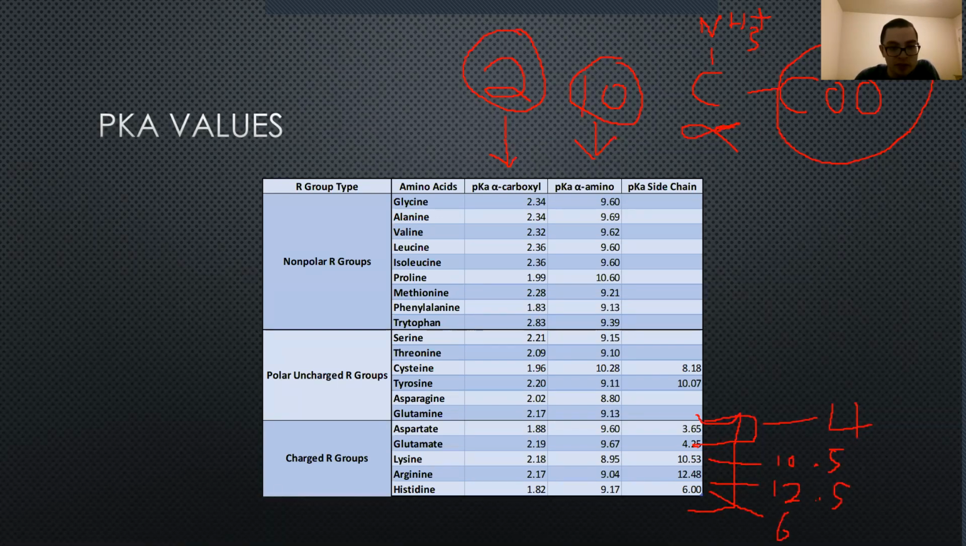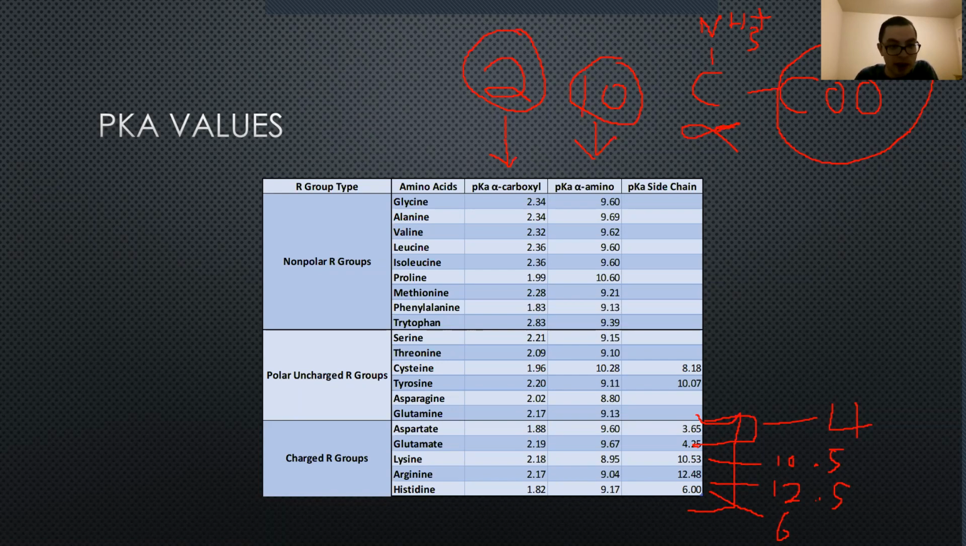So key highlights from this page, just to reemphasize. pK of the alpha carboxyl group for all the amino acids, memorize it as 2. pK for the alpha amino group for all amino acids, memorize this as 10. And then you have to memorize these 5 pKa's for the side chains of the amino acids that can hold a positive or a negative charge on their side chain.